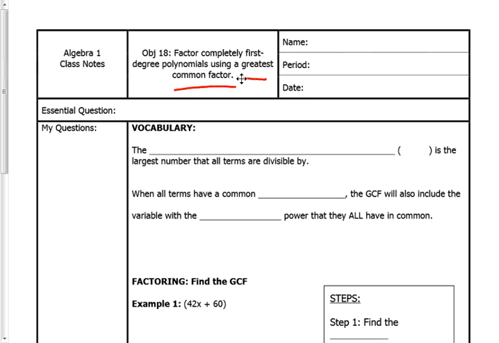So first thing we need to do is identify some vocabulary, and one of them is, of course, greatest common factor. And the greatest common factor is the largest number that all terms are divisible by. So this, in layman's terms, means that when you have more than one number, what's the highest number that both of them can be divided by without getting a decimal? So we want whole numbers when we're doing this.